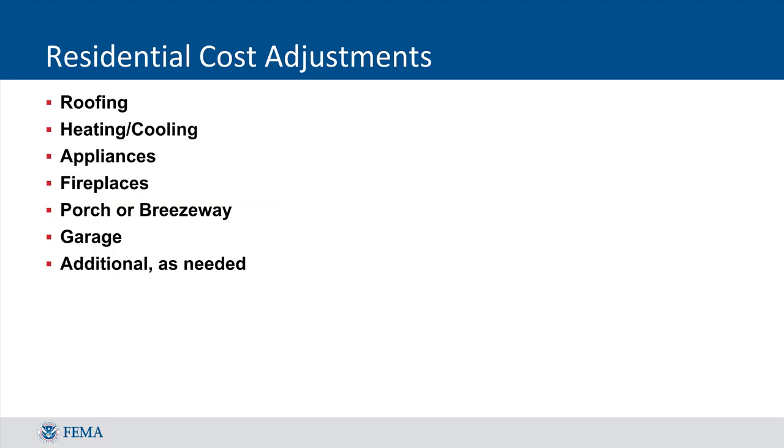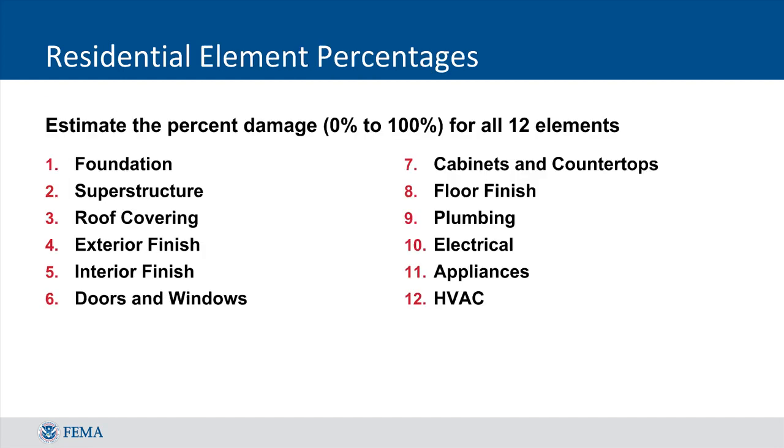Cost adjustments for the different structural elements can also be made to account for homes that may have a higher quality related to any of the features listed. There should be a clear reasoning for making these adjustments, and this should only be done when there is a discernible difference in the feature. To carry out a residential damage assessment, an assessor will evaluate 12 different elements of the home and determine the percent damage of each.